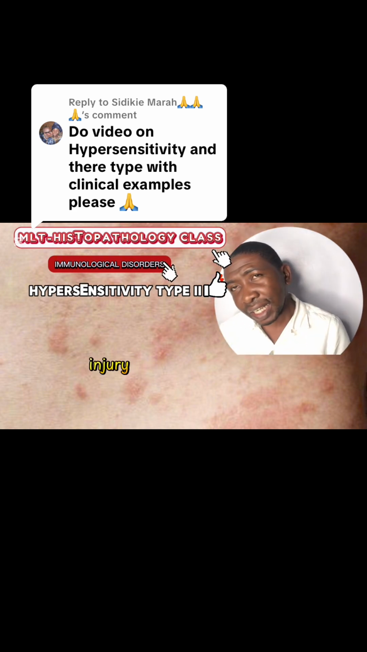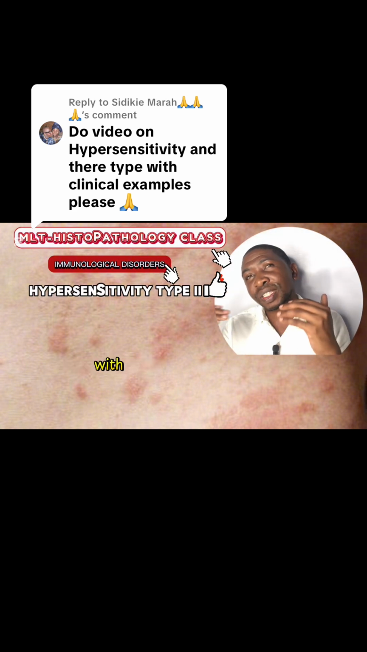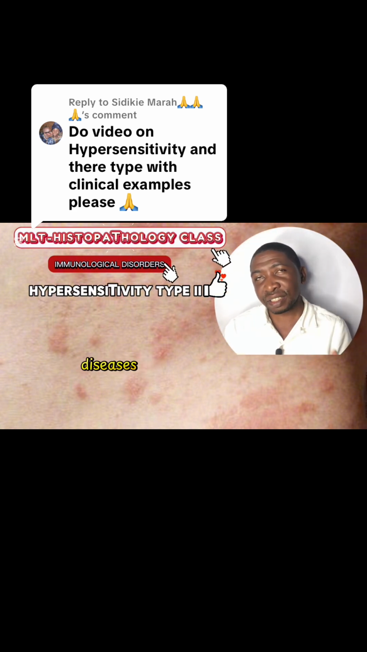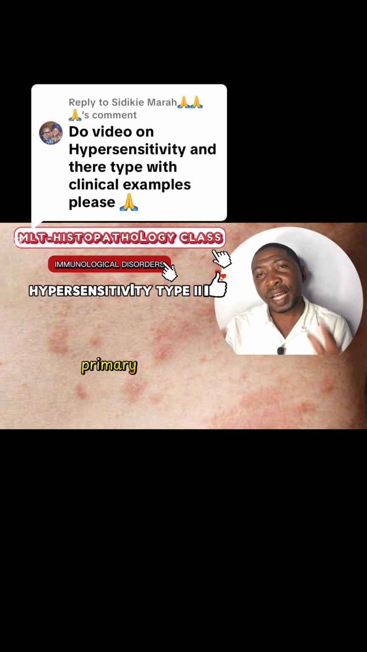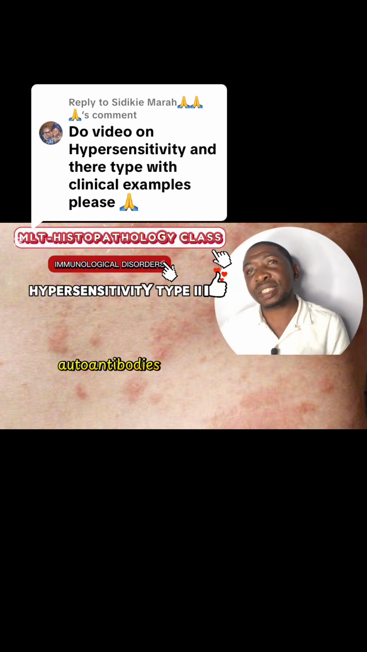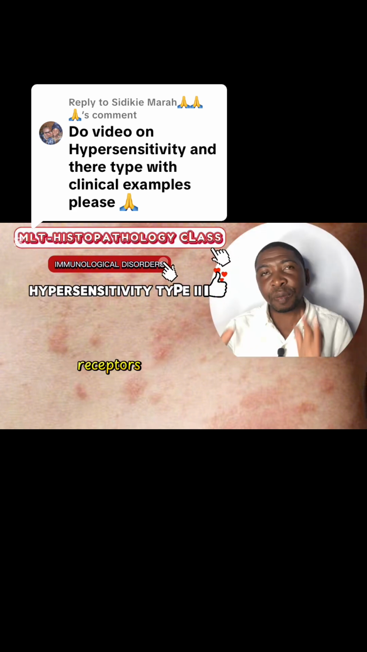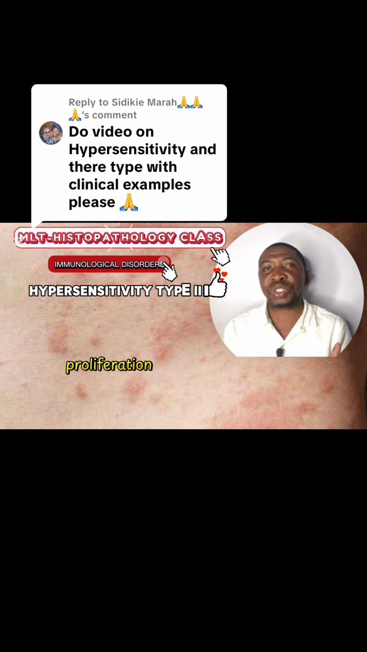So cellular injury may be brought about by autoantibodies reacting with some components of tissue cells in certain diseases, e.g. in Graves' disease or primary hypothyroidism. So thyroid autoantibodies are formed which react with TSH receptors to cause hyperfunction and proliferation.